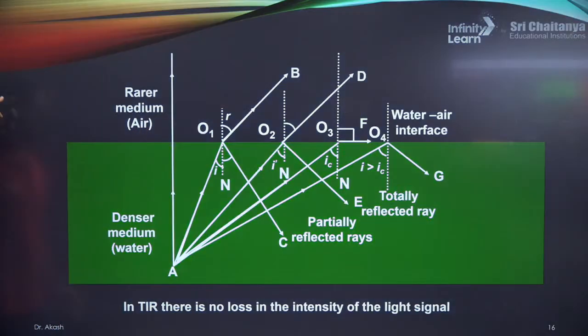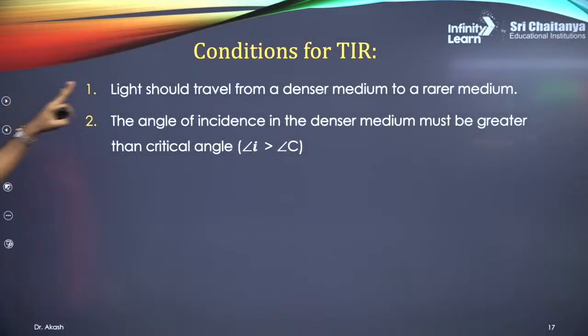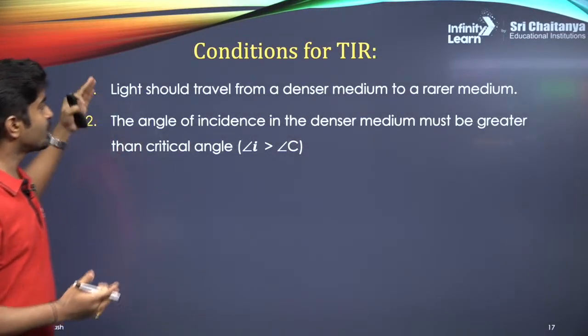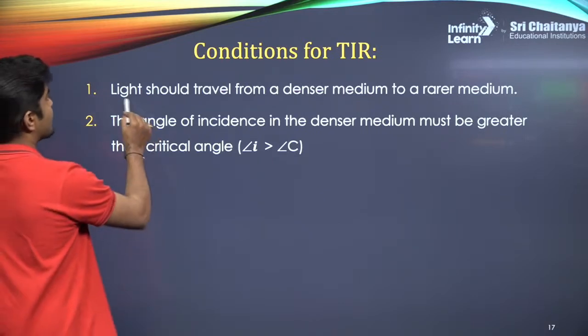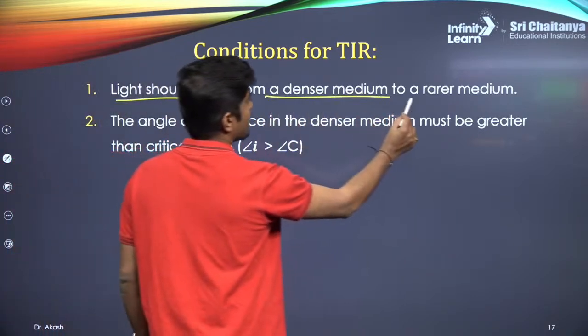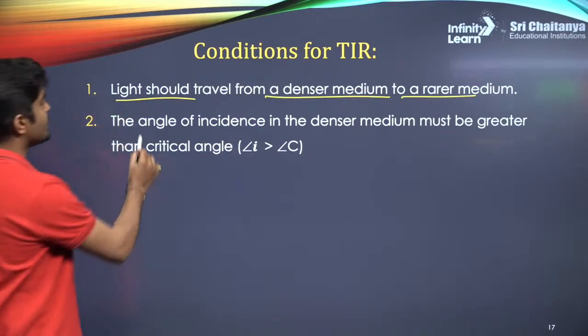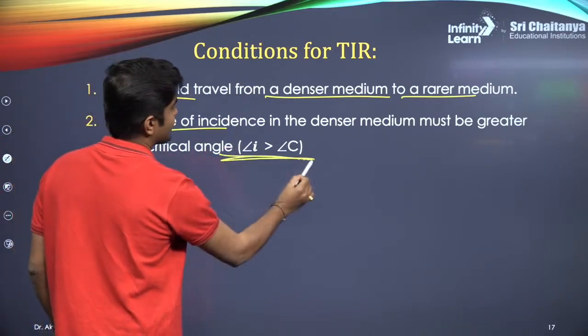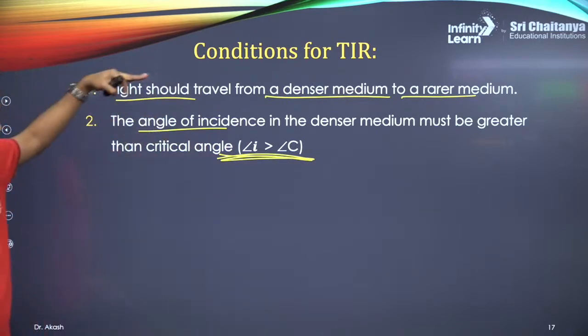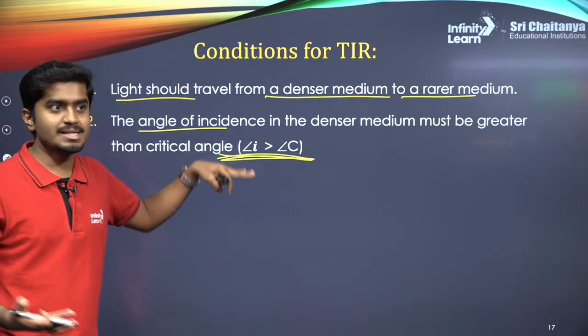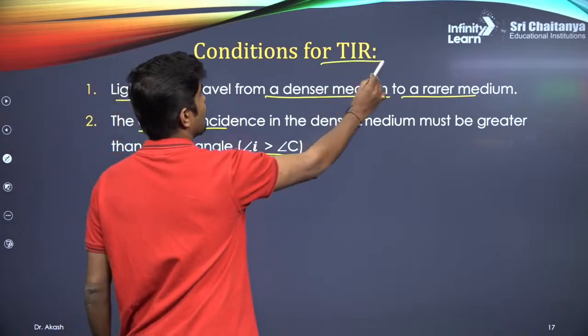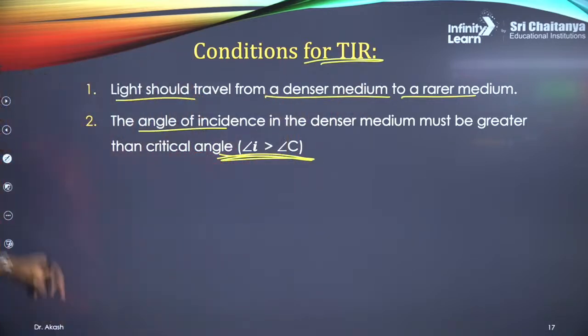Okay, so there are two conditions for total internal reflection: light should travel from the denser medium to the rarer medium, and the angle of incidence should be greater than the critical angle. If you follow these two conditions, then only you can see total internal reflection.